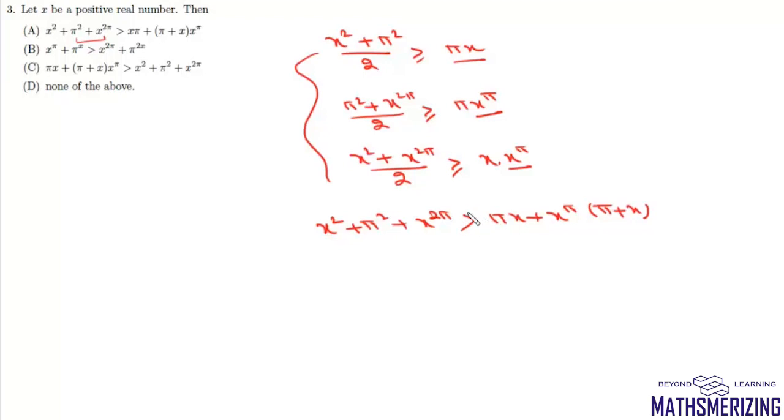Now here we have taken this strict inequality sign because AM is equal to GM only when the numbers are same. So that means this x has to be equal to pi. But if x is equal to pi, then x square cannot be equal to x to the power 2 pi. So that means these numbers cannot be same, so we'll use strict inequality in this case. So the answer to this question is x square plus pi square plus x to the power 2 pi should be greater than pi x plus x into x to the power pi. And that's your option number A.